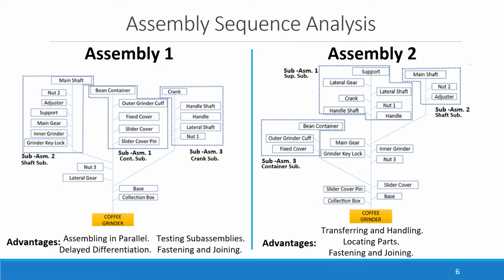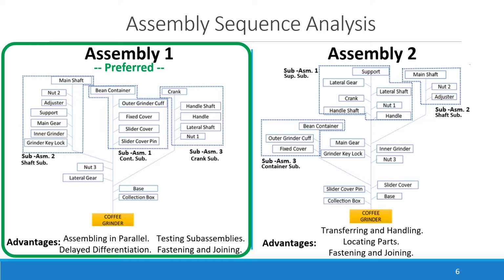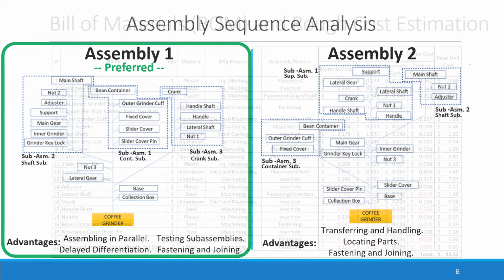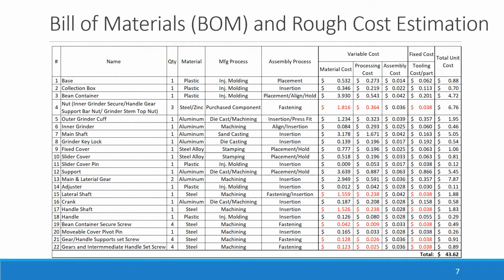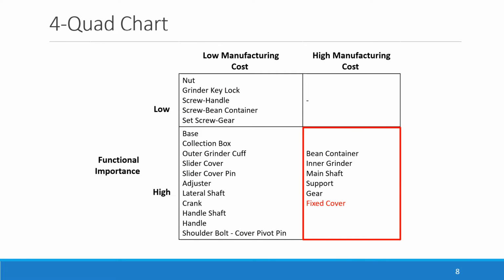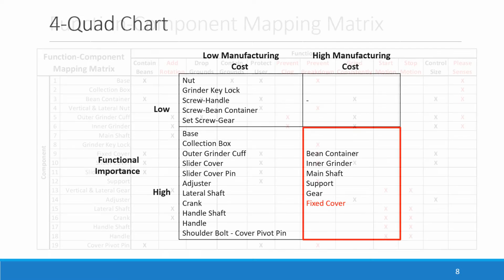We analyze the product to generate different possible assembly sequences. We select the first proposal based on the advantages identified. This is our bill of material and rough cost estimates. This is the quad chart highlighting items that are recommended to be redesigned.